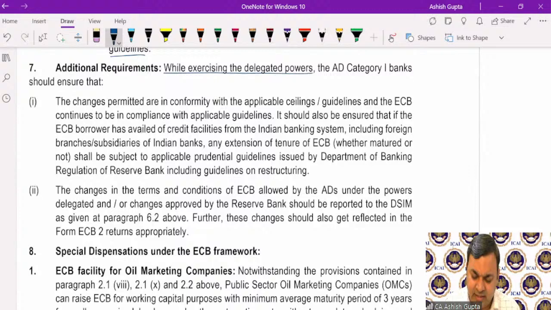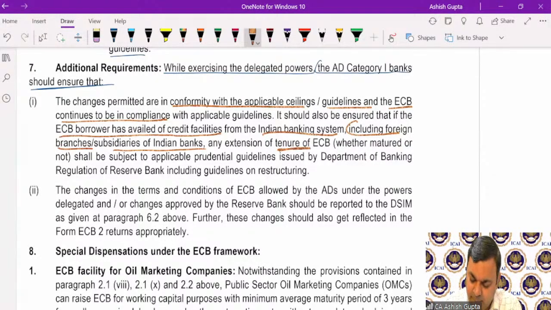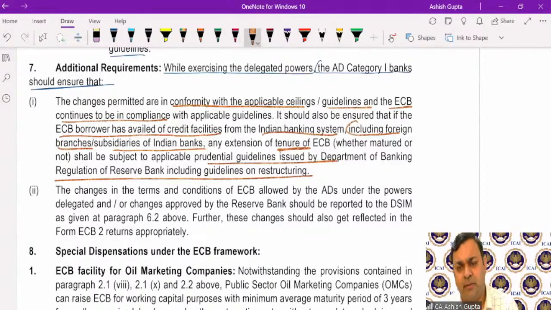While exercising the delegated power, the AD Category 1 bank should ensure that, first point, the changes permitted are in conformity with the applicable ceiling guidelines and the ECB continues to be compliant with the applicable guidelines. You need to comply with the guidelines. It should also be ensured that if the ECB borrower has availed of credit facility from the Indian banking system, including foreign branches and subsidiaries of Indian banks, any extension of tenure of ECB, whether matured or not, shall be subject to prudential norms issued by the RBI department.